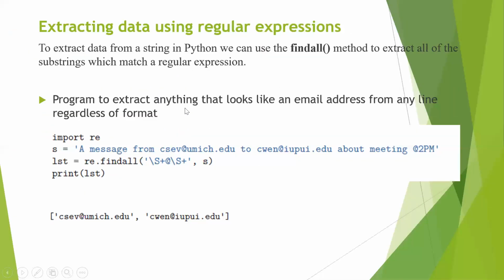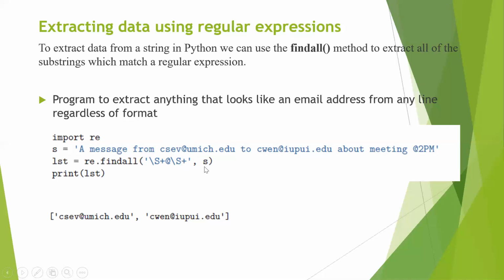So in this program, you want non-white space characters before the @. So you are using \S followed by the plus symbol. What is the plus symbol meant for? As we have seen in the previous program, it is meant to match the previous character one or more times. So you want to say that before the @ there are one or more non-white space characters. After the @ symbol, there can be one or more non-white space characters. So again, \S plus.